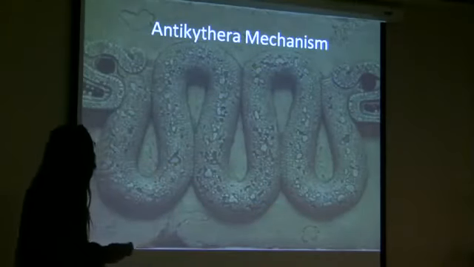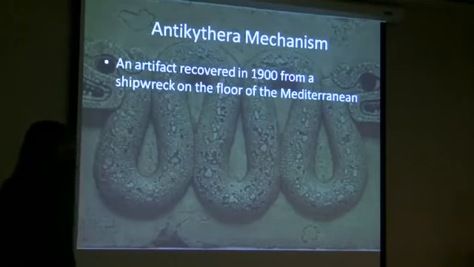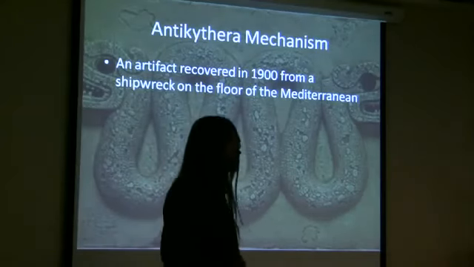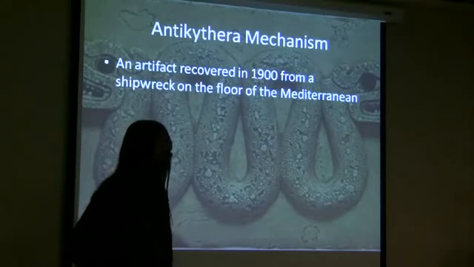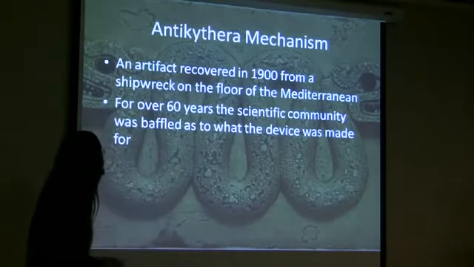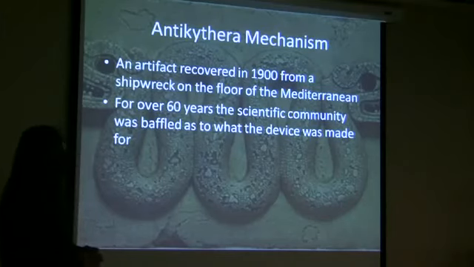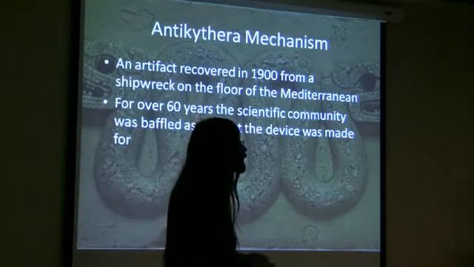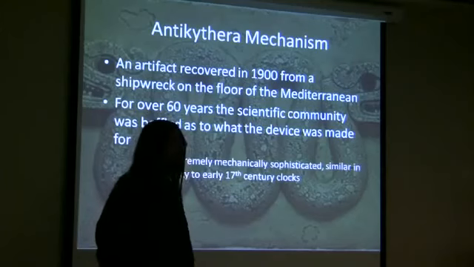Then we get to the Antikythera mechanism. This was an artifact that was discovered in the year 1900 from a shipwreck on the floor of the Mediterranean. Okay, an artifact that was dragged up when they found a shipwreck. They went down to explore it, and they pulled up this artifact as a result of that. For over 60 years, the scientific community was baffled as to what the device was made for. We had no idea what this thing did. It wasn't until recent advances in computer technology that we were able to figure out what this thing actually was.